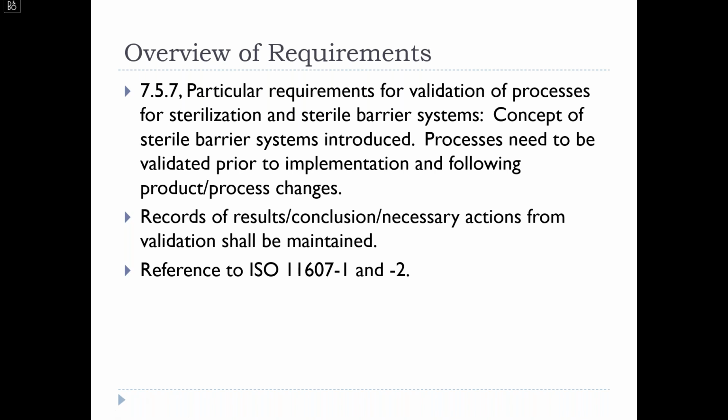(757) are requirements for validation of processes for sterilization and sterile barrier systems. So here we see an introduction of the concept of sterile barrier systems. Processes need to be validated prior to implementation and following product process changes. And records need to be maintained from these validation activities.